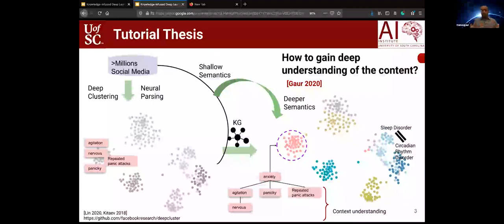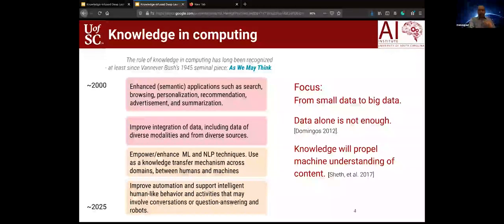This was an illustration that we did as part of the COVID-19 analysis of social media. The use of knowledge graphs in computing has been around since 2000, and it has pretty much been triggered by the small amount of data that we have, being more conscious towards the ambiguity.